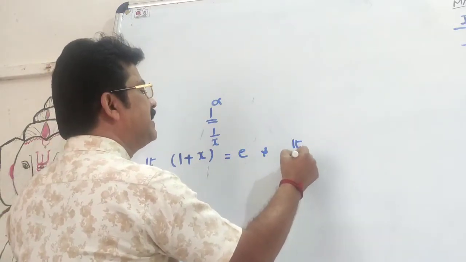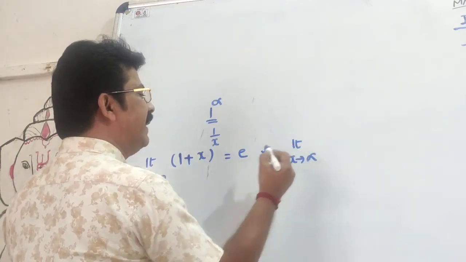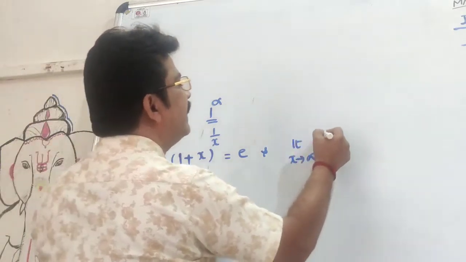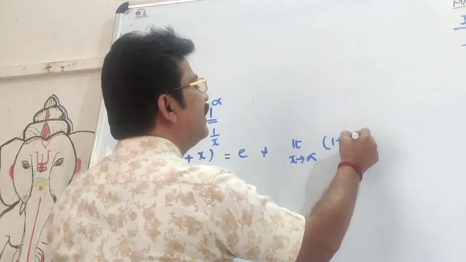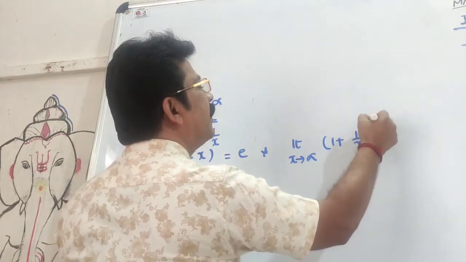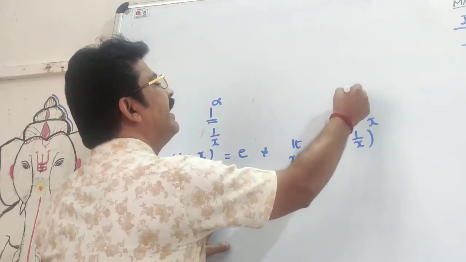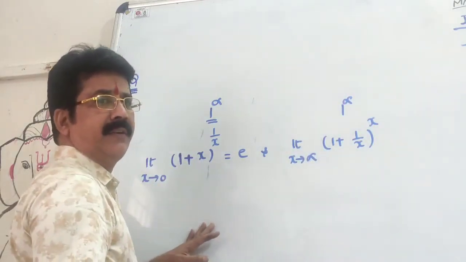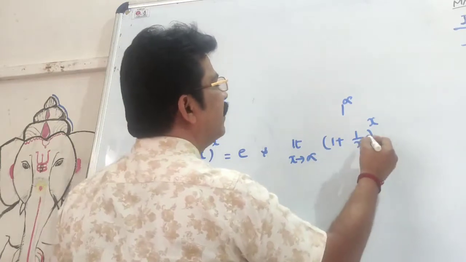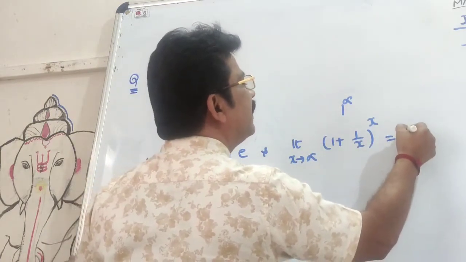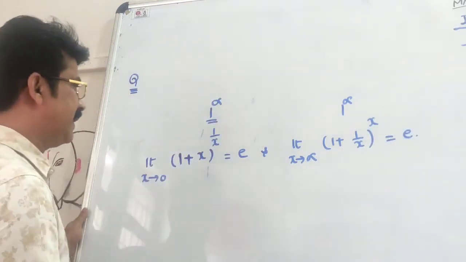And limit x tends to infinity. In such a case, (1 plus 1 by x) whole to the power of x. Same, we are getting 1 to the power of infinity on substituting x equal to infinity. It is also e. This is the basic formula.